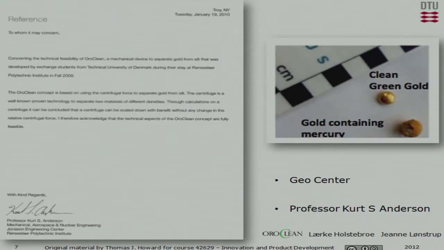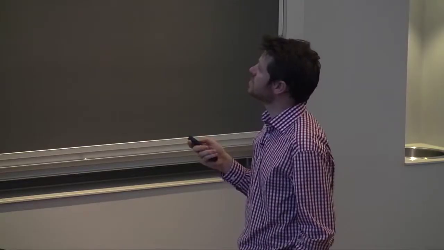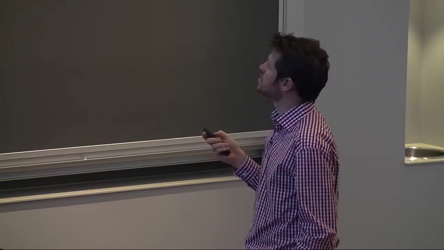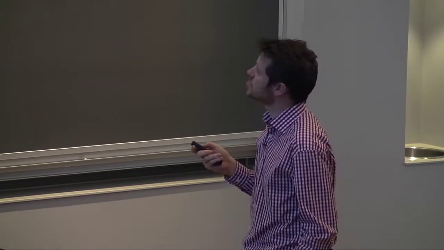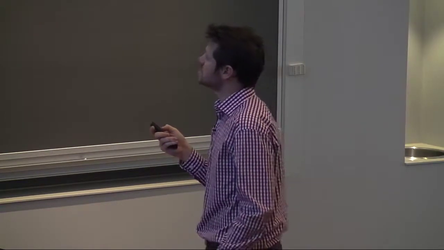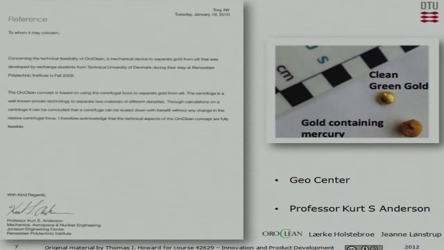The centrifuge is a well-known proven technology to separate two materials of different densities. Through calculations on a centrifuge, it can be concluded that the centrifuge can be scaled down to the benefit without any change in relative centrifugal force. I therefore acknowledge that the technical aspects of the Oroclean concept are fully feasible.